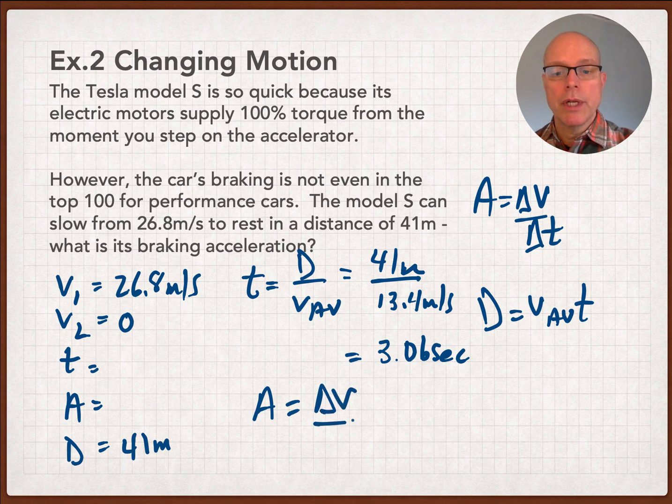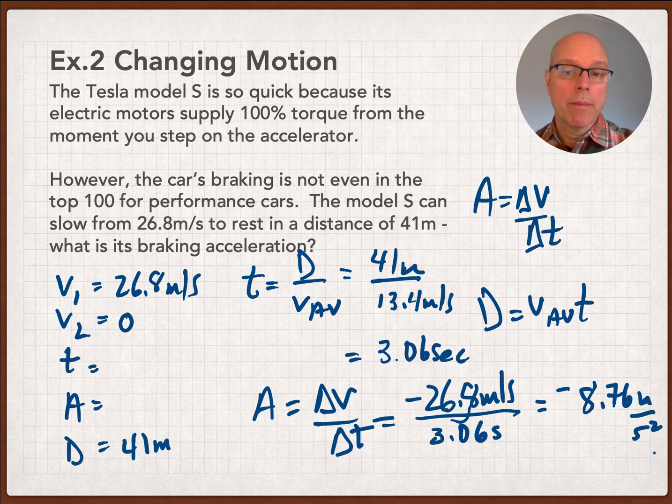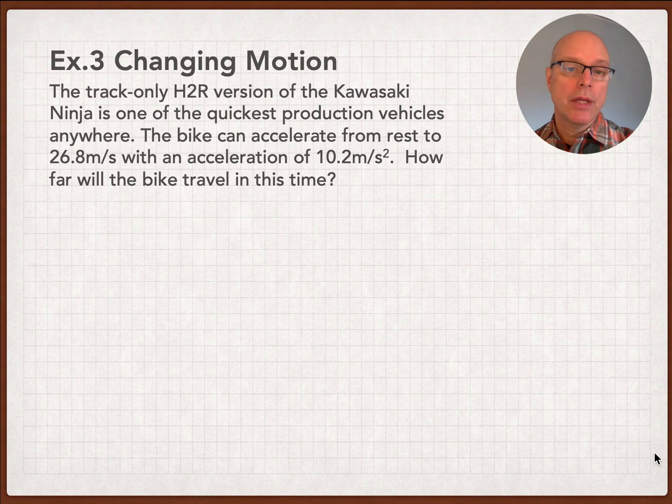So acceleration, now we can go get it. We're going to get delta V over delta T, and if we really pay attention, delta V is going to be 0 minus 26.8. So delta V is negative 26.8 meters per second. And we divide that again by our new time, 3.06 seconds. And we get that the acceleration of the car is negative 8.76 meters per second squared. Okay? That's one of the types of examples where they don't give you time. One other example where they don't give you time is like this.